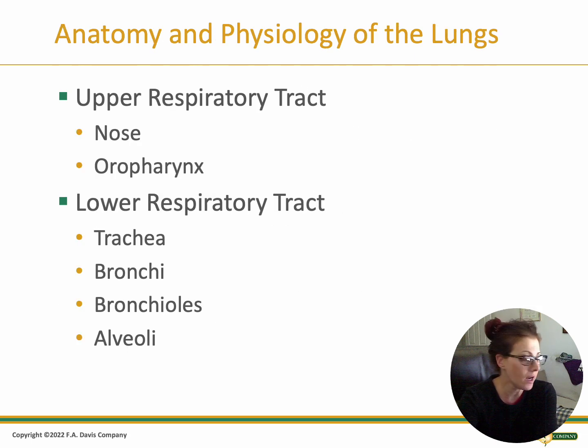So for anatomy and physiology, please go back to your A&P books and review the upper respiratory tract, which includes the nose, as well as the oropharynx, which is right behind the nose, right behind the throat, as well as the lower respiratory tract, and that's your trachea, your bronchi, your bronchioles, as well as your alveoli. All of those parts compose the entire pulmonary system, but it's broken down into both the upper as well as the lower respiratory tracts.